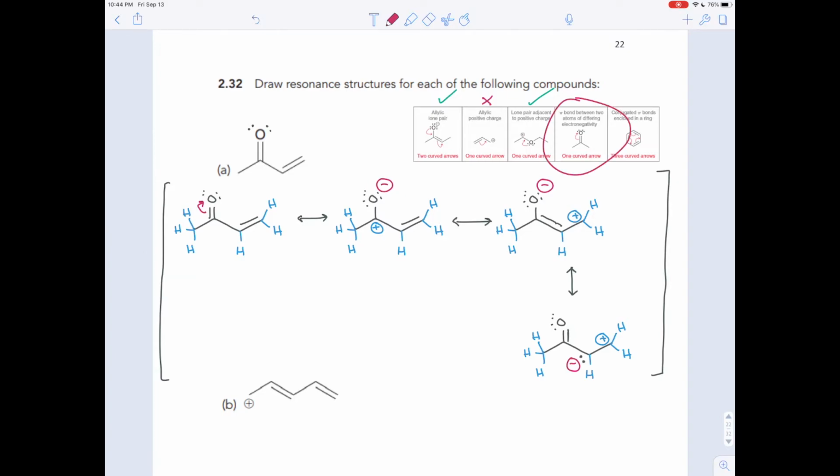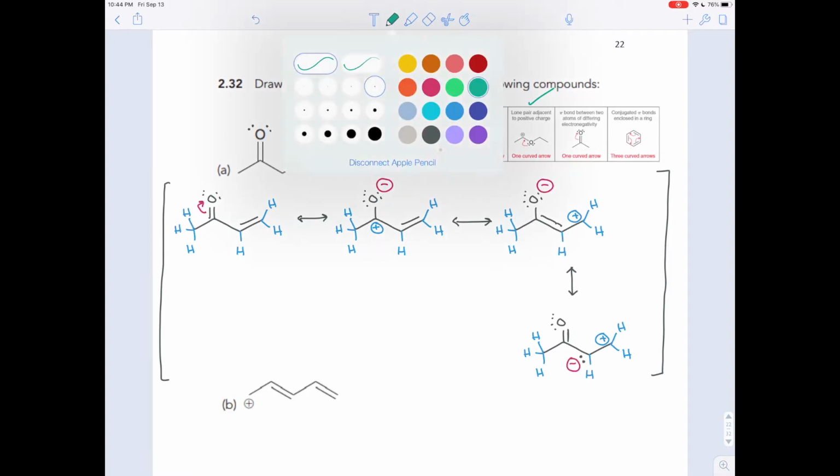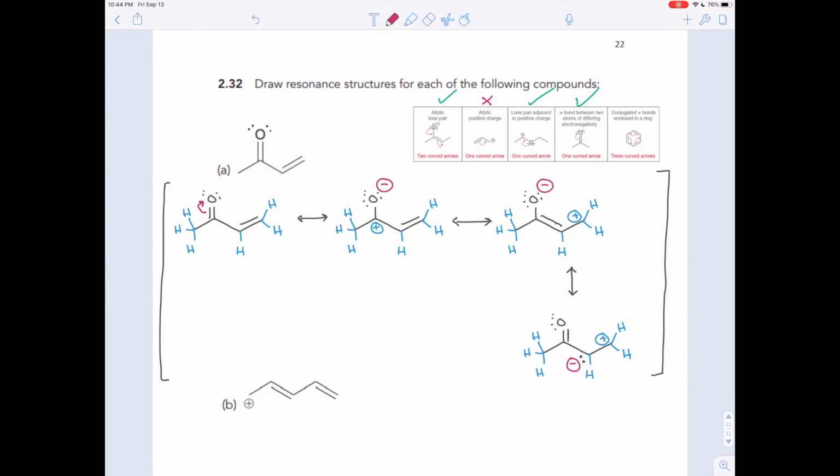And then the fourth one, do we have a pi bond between 2 atoms of differing electronegativity? We do. We have a double bond there between a carbon and oxygen. And oxygen's really electronegative, whereas carbon is just average. So we do have that pattern, and we'll need to draw the resonance structure that gives us.